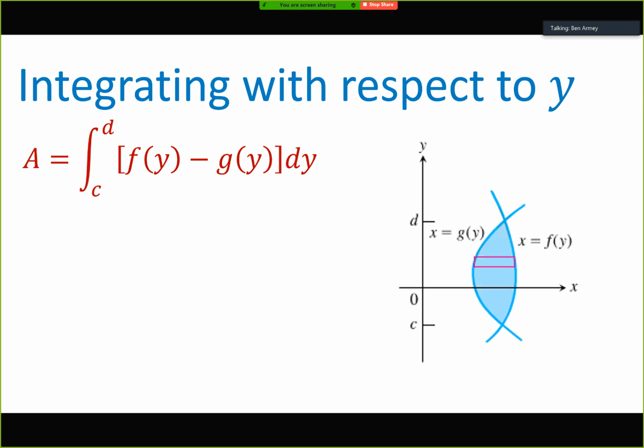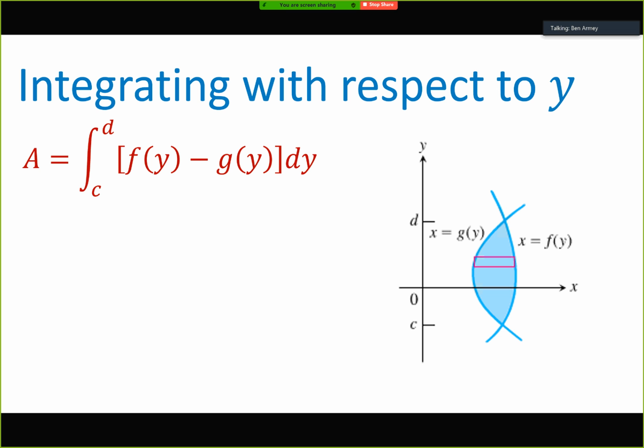Now the area of this blue shaded region would have bounds from C to D on the y-axis. So our bounds are changing as well. We're rotating where our bounds are occurring. They're not occurring on the x-axis anymore, they're occurring on the y-axis. But we still think smallest to largest, so C to D will be our bounds. And then, in this case and in all cases, it's furthest from the y-axis subtract closest to the y-axis.